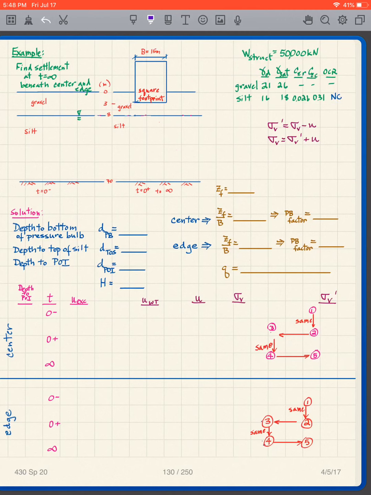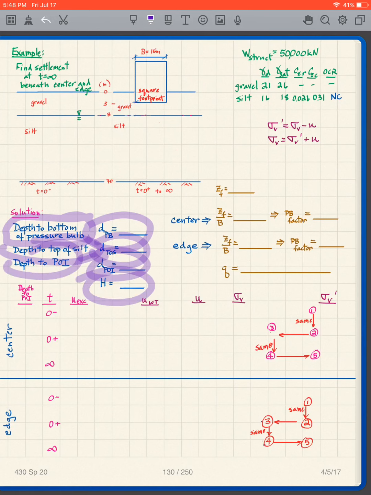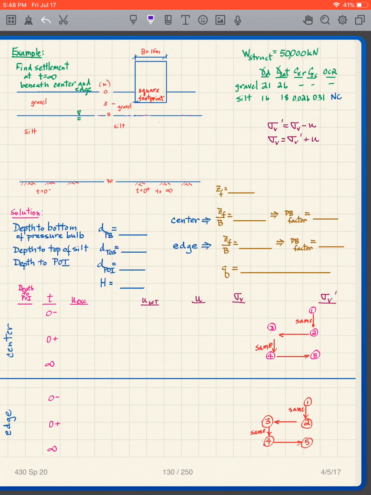And what I want you to do, I laid this out so that you can solve this, is to basically fill in the blanks here. The depth of the bottom of the pressure bulb, the depth of the top of the silt, so I'm helping you out, depth of the point of interest, and H, you can compute all those. And once you've done that, you can get the Z sub F over B. You need to get the pressure bulb factor for that value of Z sub F over B below the center and also below the edge.